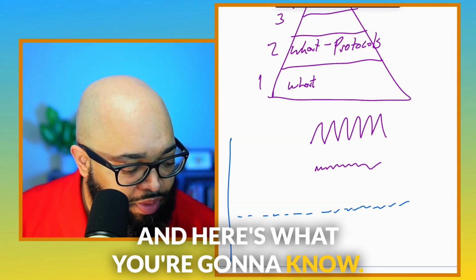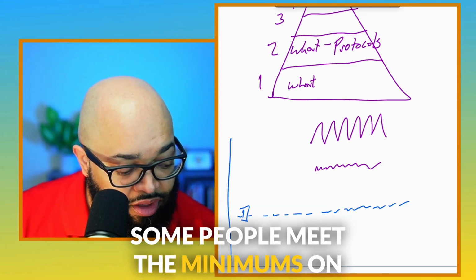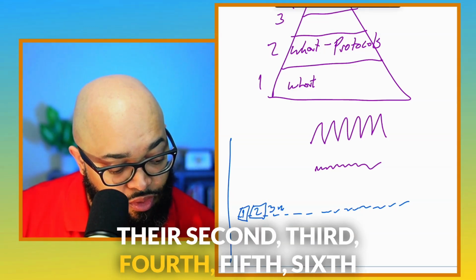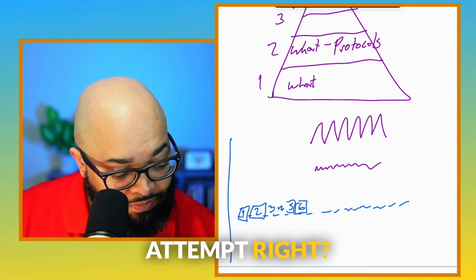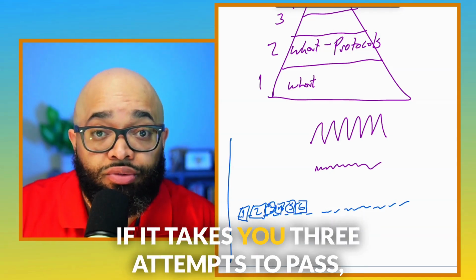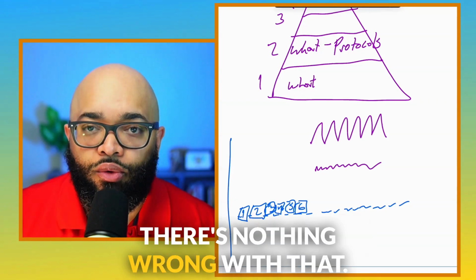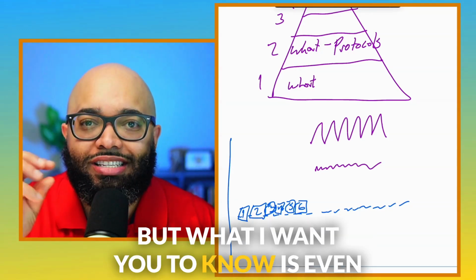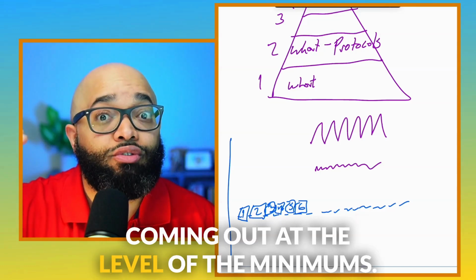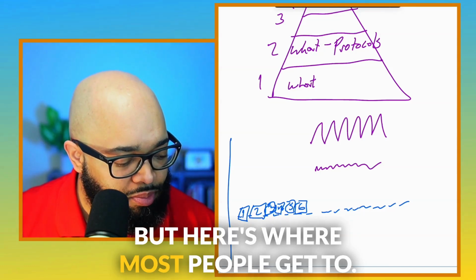And here's what you're going to know. Some people meet the minimums on their first attempt. Some people meet the minimums on their second, third, fourth, fifth, sixth attempt, right? Now, there's nothing wrong if it takes you more than one attempt to pass. If it takes you 3 attempts to pass, there's nothing wrong with that. But what I want you to know is even when you pass those exams, you're still coming out at the level of the minimums.